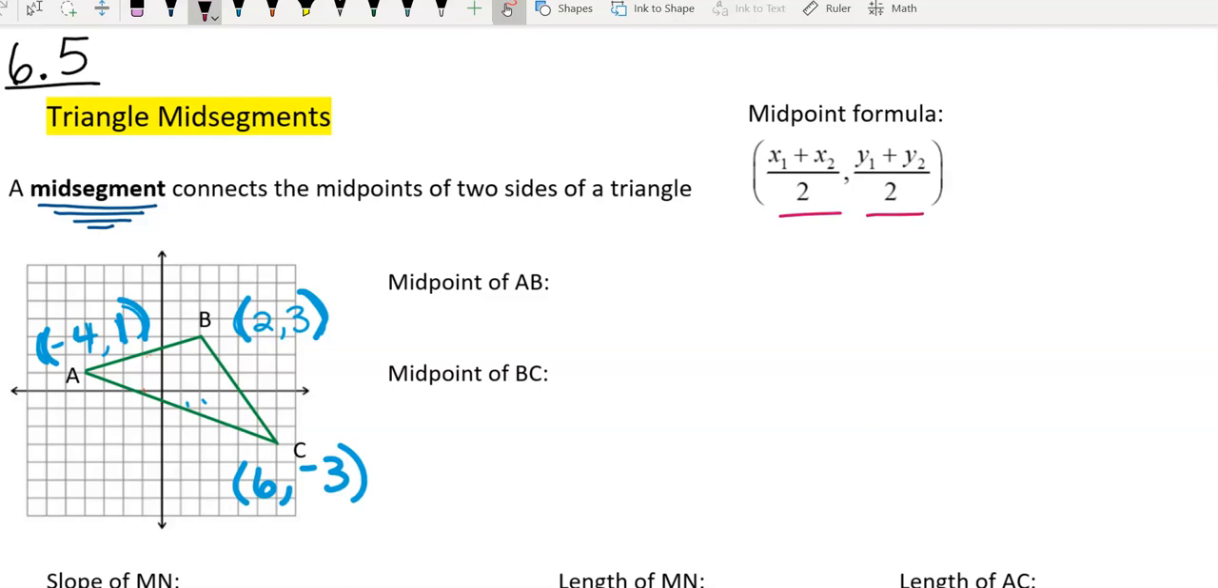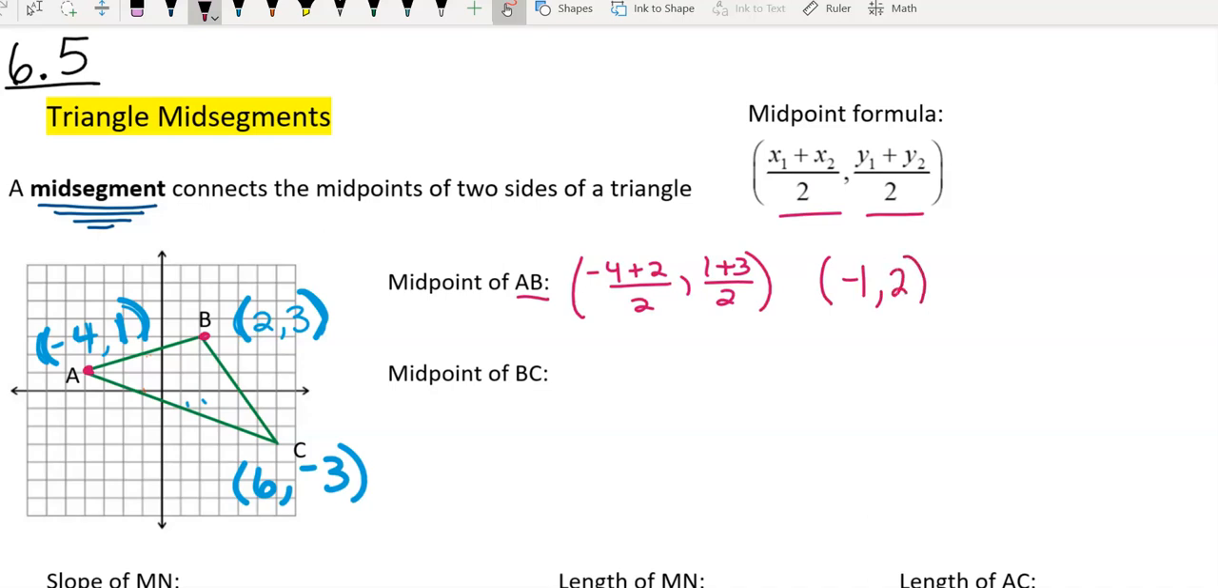So to find the midpoint of AB, we're going to use point A and point B. So we're going to average negative 4 and 2. Negative 4 plus 2 divided by 2. And then we're going to average 1 and 3. 1 plus 3 divided by 2. And then when we simplify, that gives us our midpoint of negative 1, positive 2.